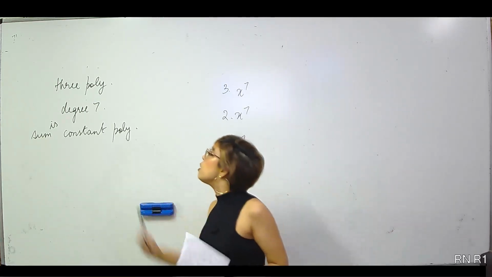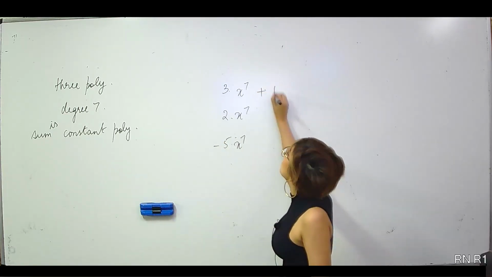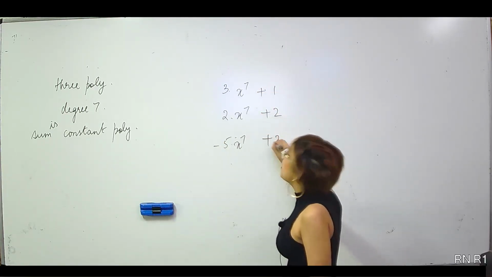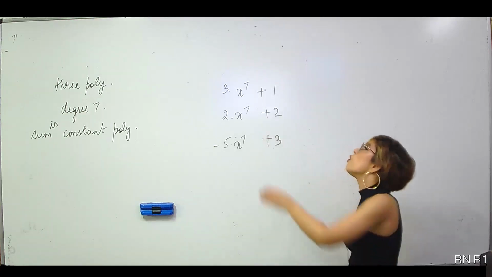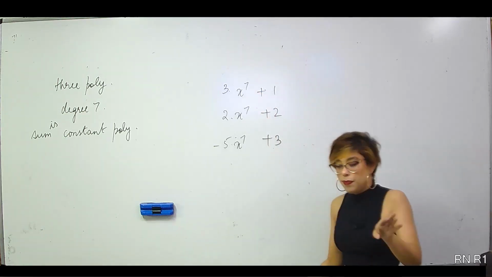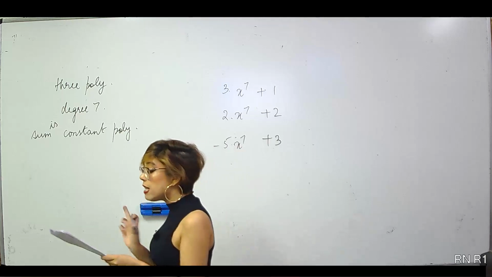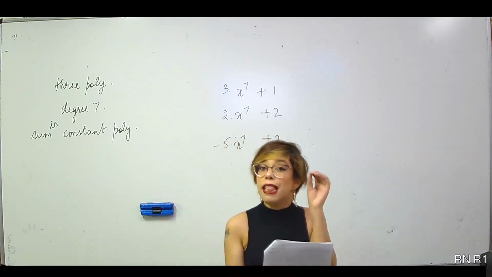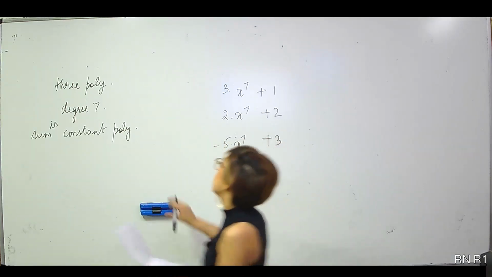Now he says constant polynomial, so let me just write constants only. So, plus 1, plus 2, plus 3. You can write the other terms also, but make sure that they cancel each other out. Alright, next. Now, next is a very interesting question. You have to be a little bit careful.